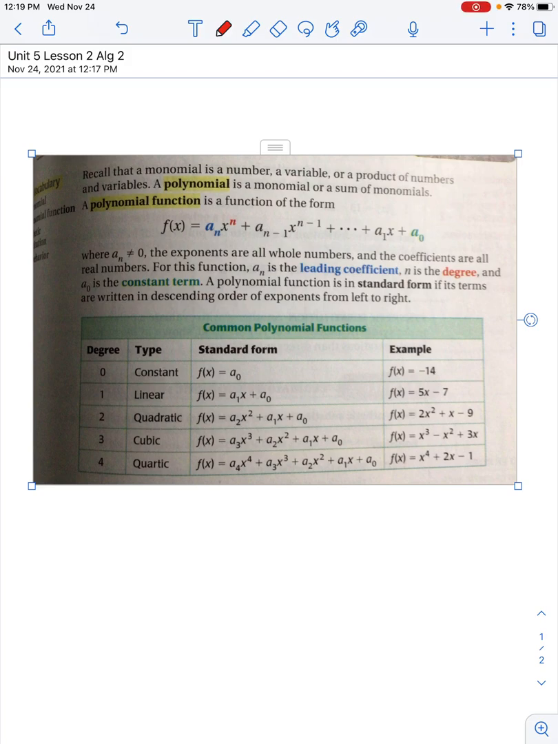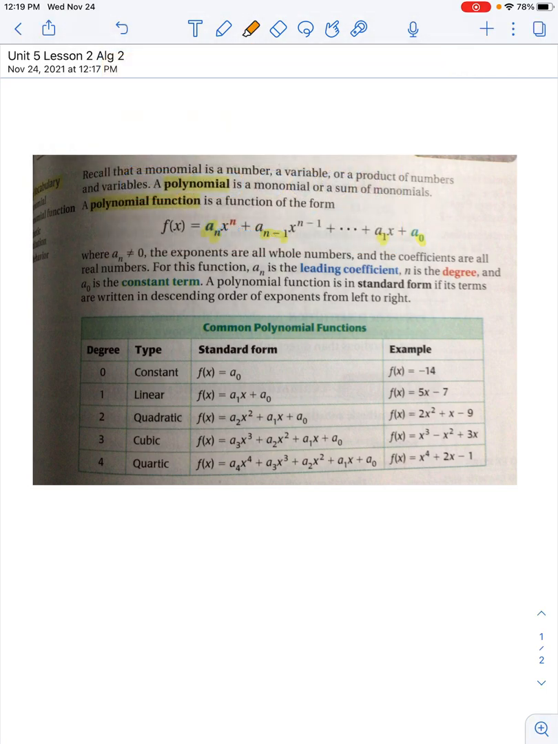All right, Unit 5, Lesson 2. We're going to be talking about evaluating and graphing polynomial functions. So a polynomial is a monomial or a sum of monomials. Oftentimes it's written in this form where you notice n minus 1 is decreasing, goes on forever, and then we end up getting to a sub 1 and then a sub 0.